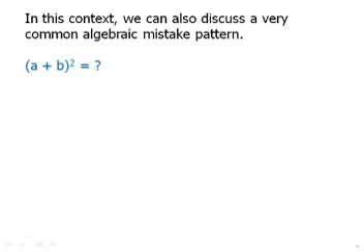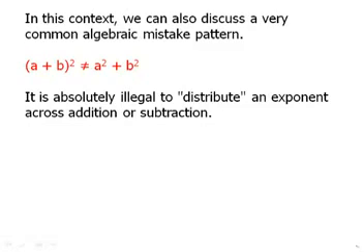If we have a binomial squared, many people are going to be tempted to say (a plus b) quantity squared equals a squared plus b squared. They're going to be tempted to distribute that exponent, and that is 100% incorrect. It is absolutely illegal to distribute an exponent across addition or subtraction. We can distribute multiplication across addition or subtraction. That's the distributive law. We cannot distribute an exponent.